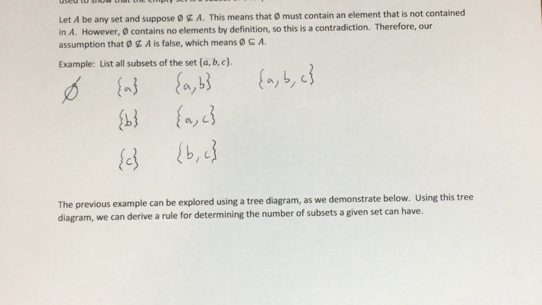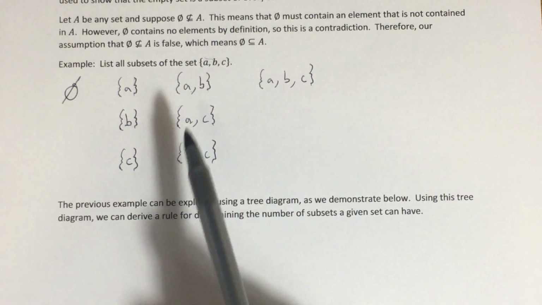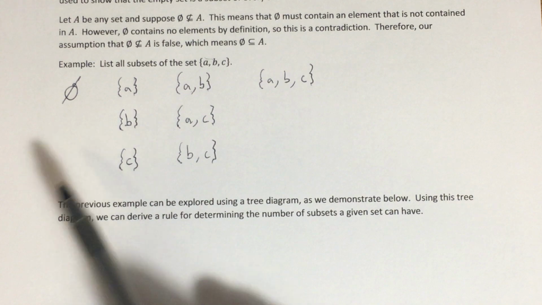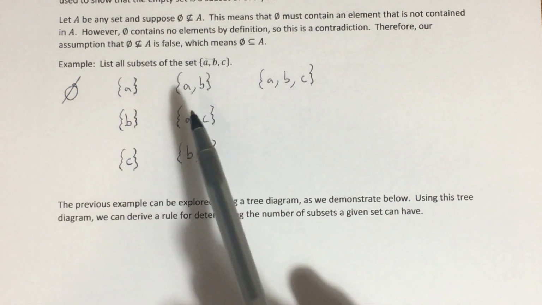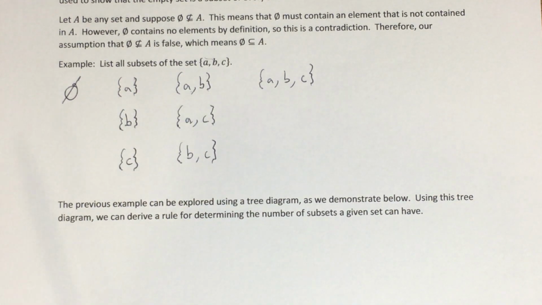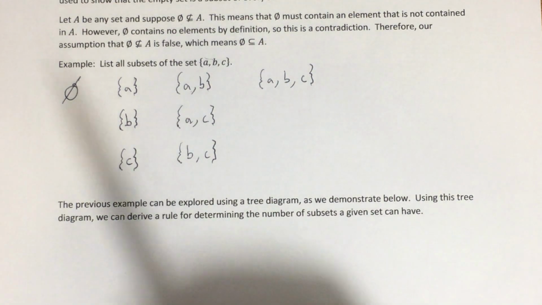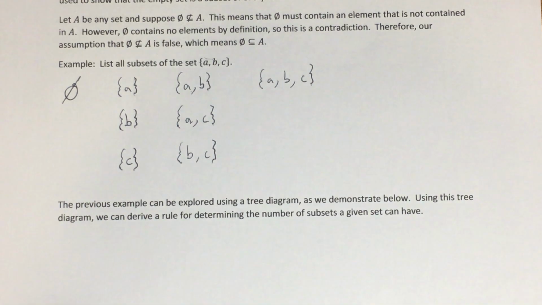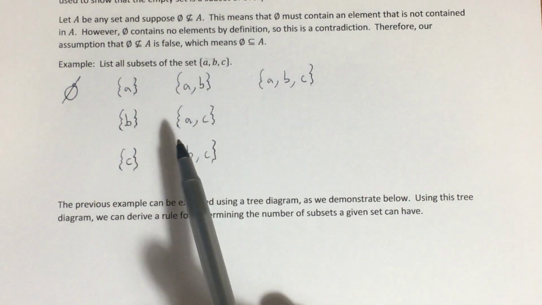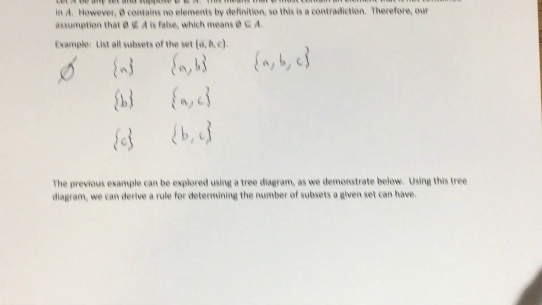Is there a way of not only determining that fact, but also determining the number of subsets that a set containing n elements, or just some arbitrary number of elements, has? Is there a way of determining how many subsets a set will have without having to list them? And the answer is yes.